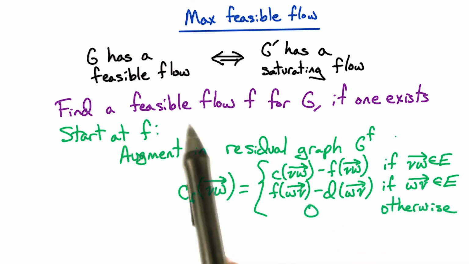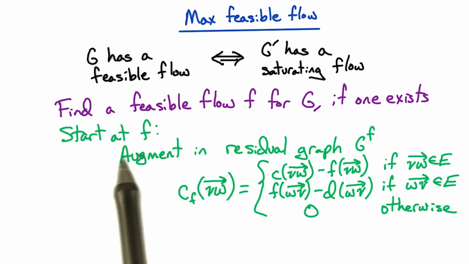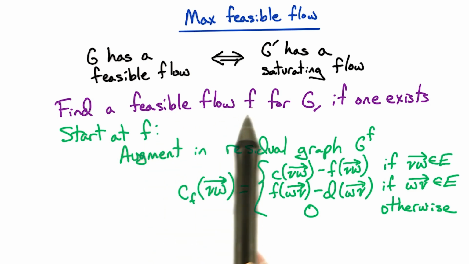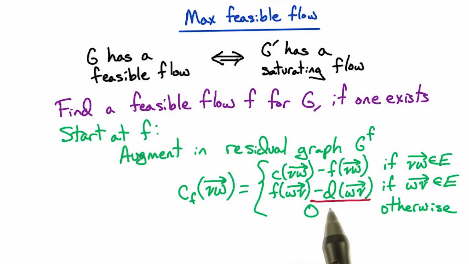So to find a max feasible flow, we run our max flow algorithm with the following changes. Instead of starting at a 0 flow, we start at a feasible flow. And when we're building the residual graph, the reverse edges' capacities are defined as not the flow along the edge, but how much the flow exceeds the demand.